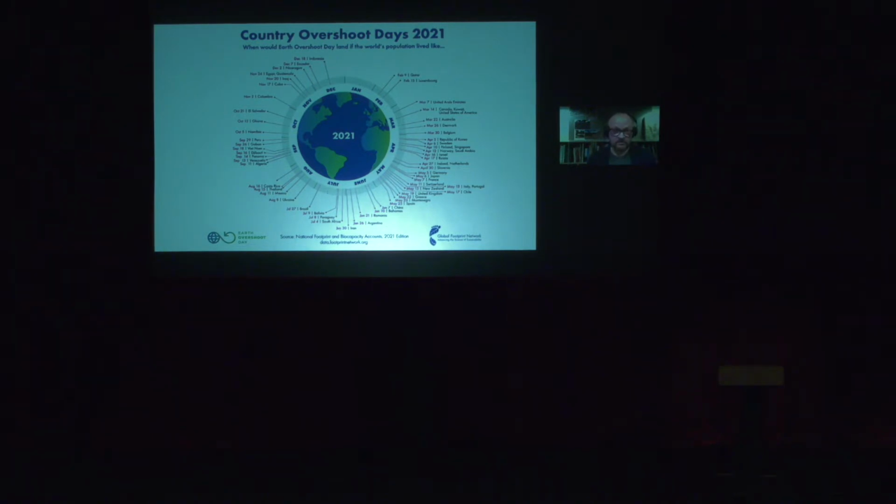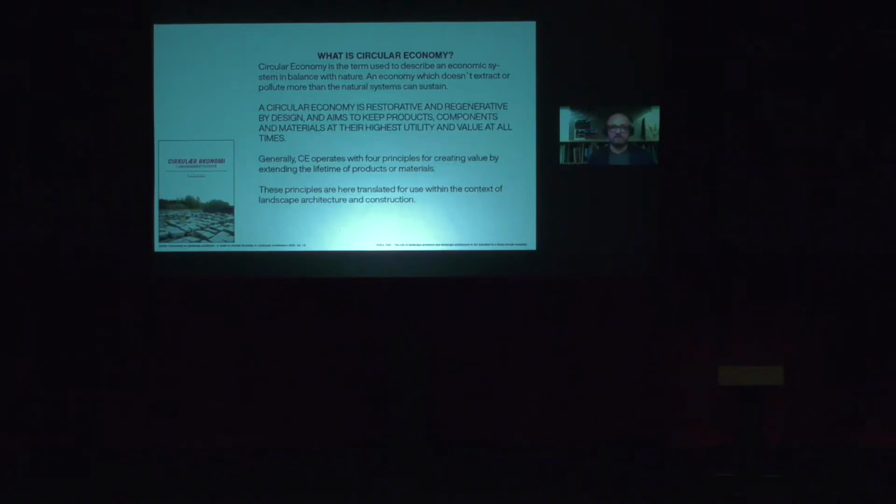So what we've been trying to find a way of doing in Denmark is to describe principles that are more sustainable, that are in principle circular. So what is a circular economy? Well, it's restorative, it's regenerative by design, and it aims to keep products, components, and materials at their highest utility and value at all times. So, in other words, it's an economy which doesn't extract or pollute more than the natural systems can sustain. It's a system, an economic system in balance with nature.